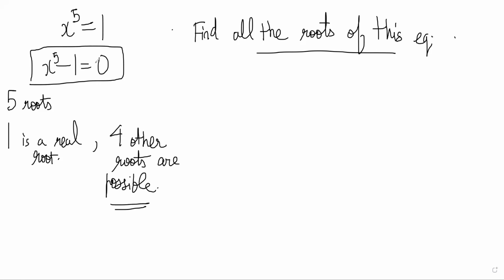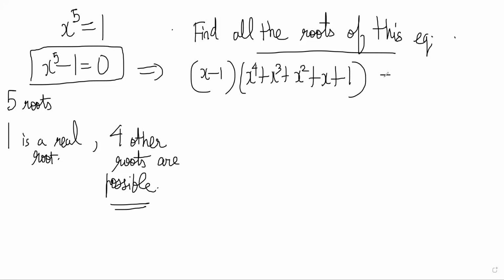Right now there is no way, because the maximum you can do is factorize it like this and say that x power 4 plus x cube plus x square plus x plus 1 is equal to 0. But you will be stuck here because you don't know how to find roots of this. There is a way to solve this equation now, because we know complex numbers, and we will be able to find all possible roots.